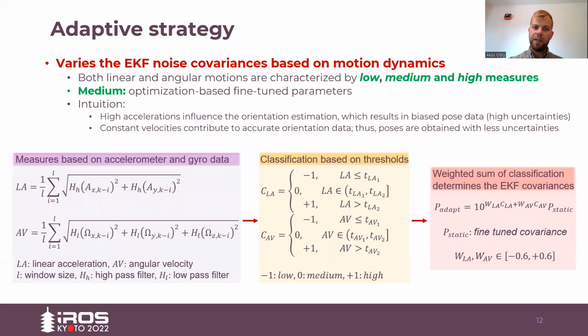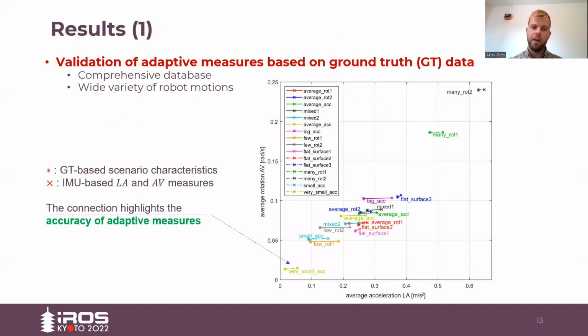We also derived an adaptive strategy. This varied the EKF noise covariances based on the instantaneous motion dynamics. We introduced two real-time measures, a linear acceleration measure and an angular velocity measure. These are basically integrated Euclidean norms of the accelerometer and gyroscope signals. Then we compared these measures with different threshold levels, and in this way we classify the instantaneous motion. And then the weighted sum of the classification results determines the EKF covariances.